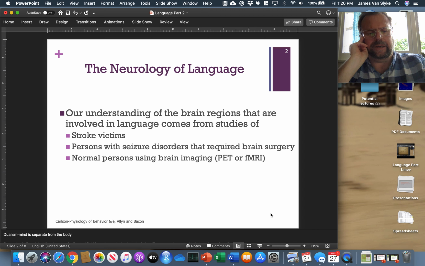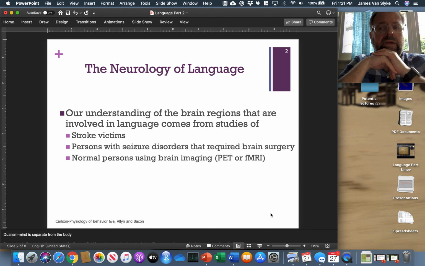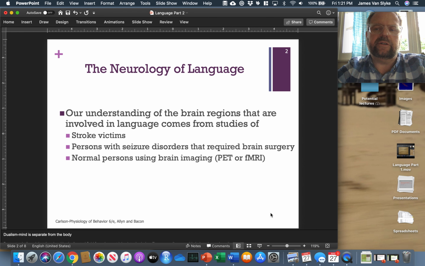That's one case. Persons with seizure disorders that required brain surgery have also given us a certain amount of information about how language works. And then also just looking at normal, everyday persons through either fMRI or PET scans to look at what areas of the brain are active when persons are using language.